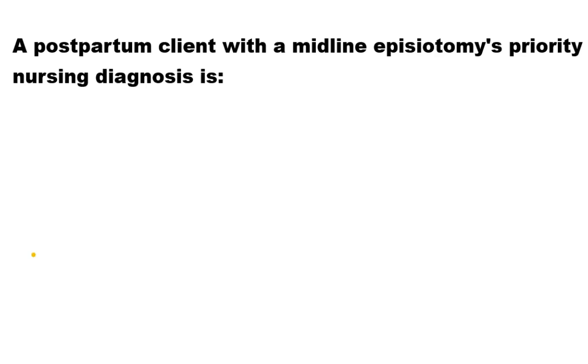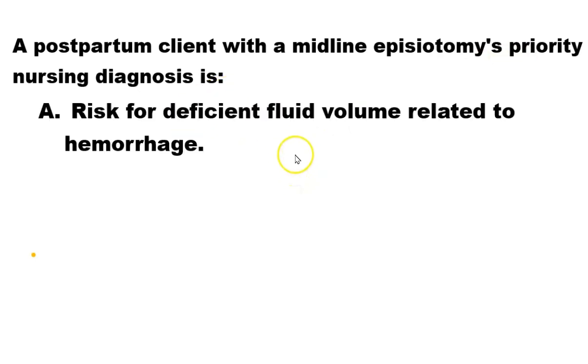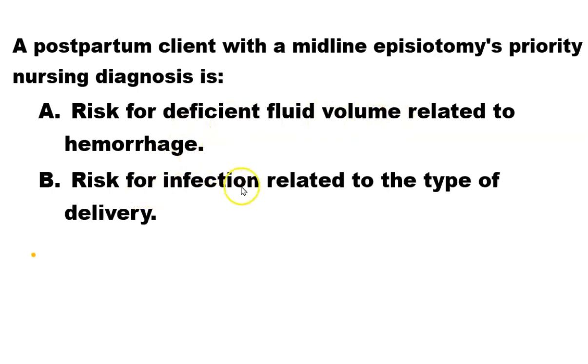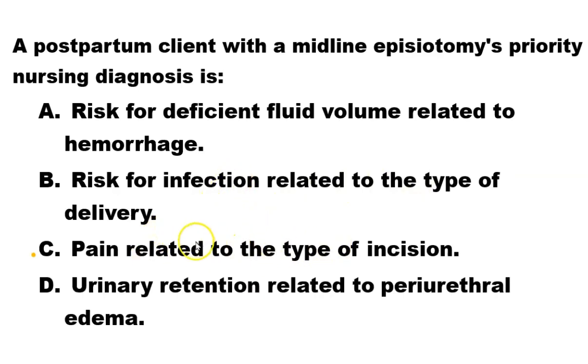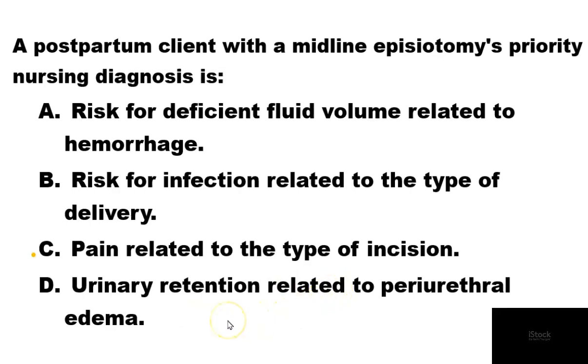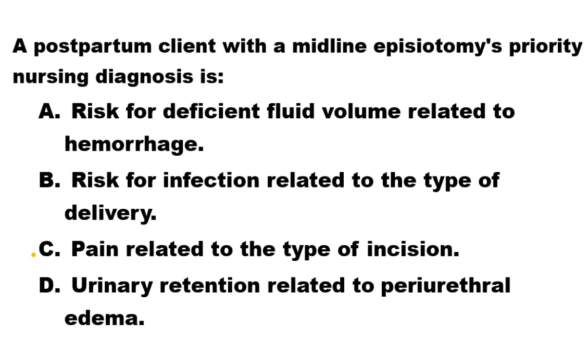The next question: for a postpartum client with a midline episiotomy, the priority nursing diagnosis is A. Risk for deficient fluid volume related to hemorrhage. B. Risk for infection related to type of delivery. C. Pain related to type of incision. D. Urine retention related to periurethral edema. The correct answer is B. Risk for infection related to the type of delivery.